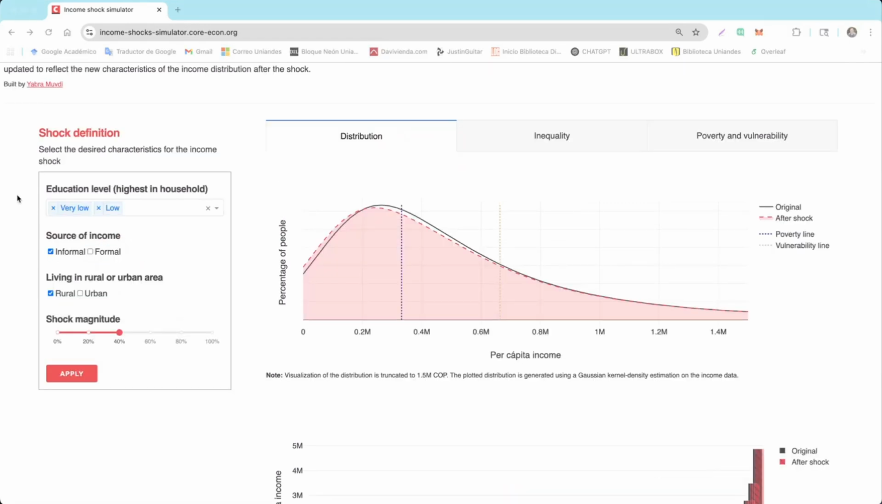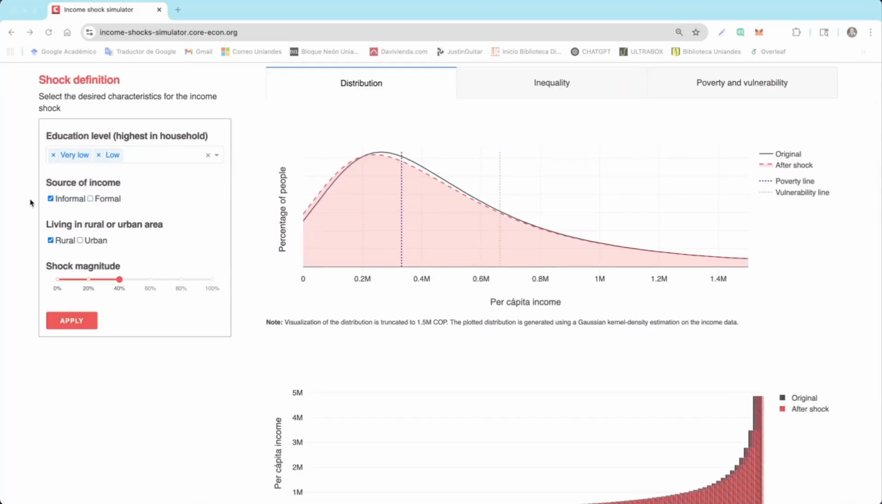What do you think will happen to income distribution, inequality, and poverty in that case? Will they increase, decrease? What will happen to the Gini coefficient inequality? Those are the questions you will be able to answer.